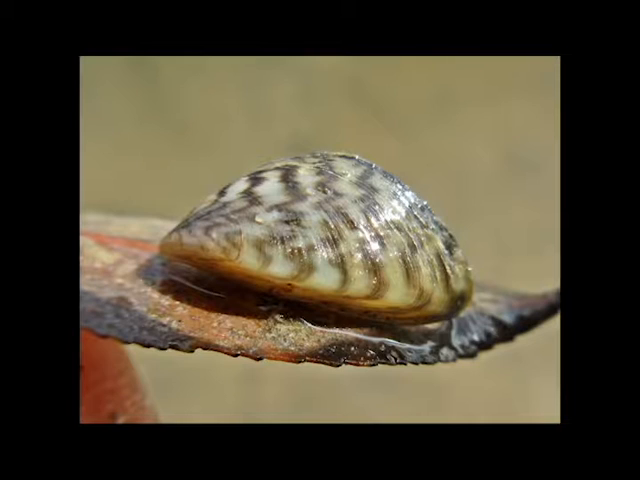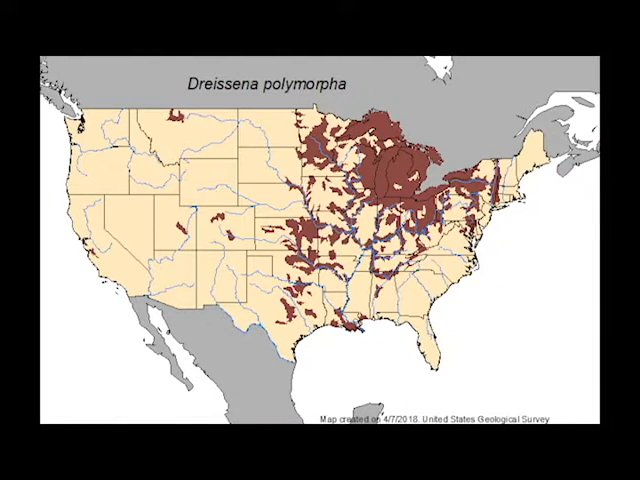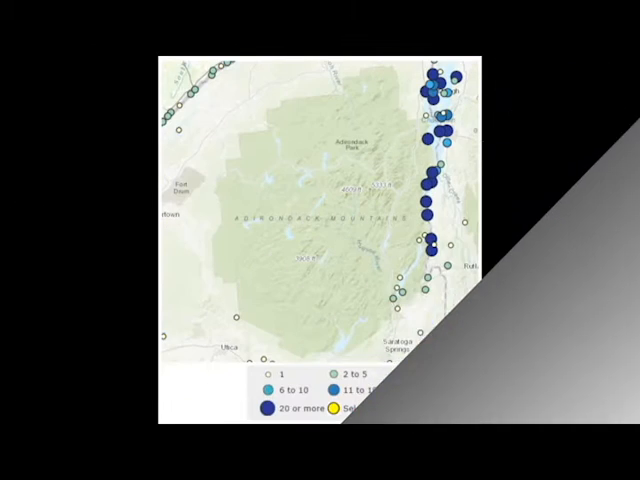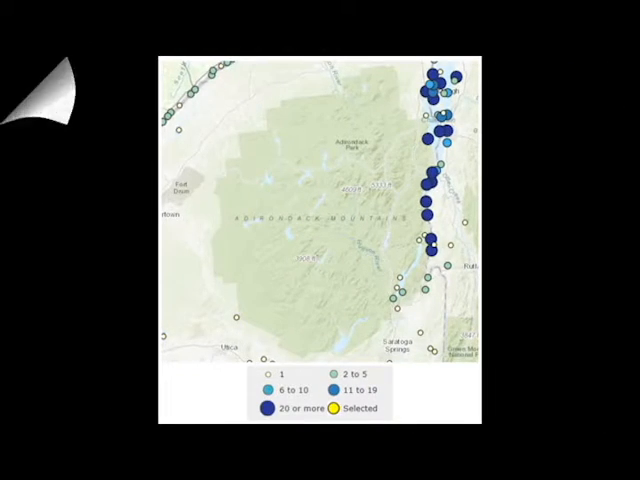When identifying a zebra mussel, you want to look for a triangular or D-shaped shell with a striped pattern. It's usually black, white, or a combination of both. It's completely stable when it's placed on its flattened underside. Here we see a distribution map of the zebra mussel in the U.S. as well as the Adirondacks.